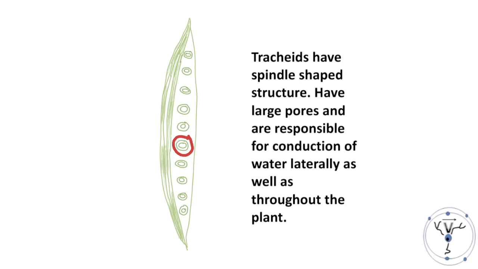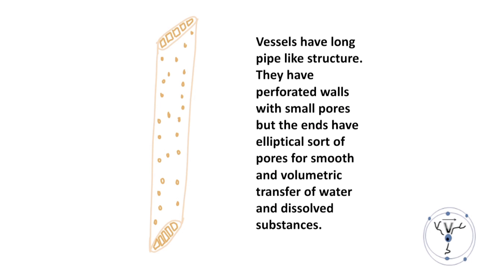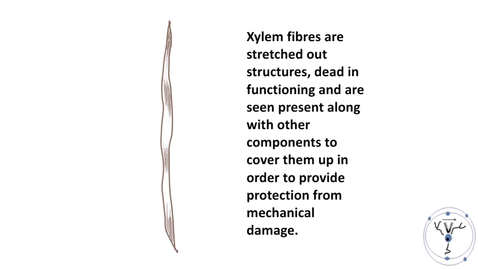They have bigger pores as compared to xylem vessels. Xylem vessels are pipe-like elongated structures perforated on the ends with larger pore size and miniature or minute pores present on its surface. Xylem fibers are dead in nature and the main function they perform is to provide protection to the other living components of the tissue.